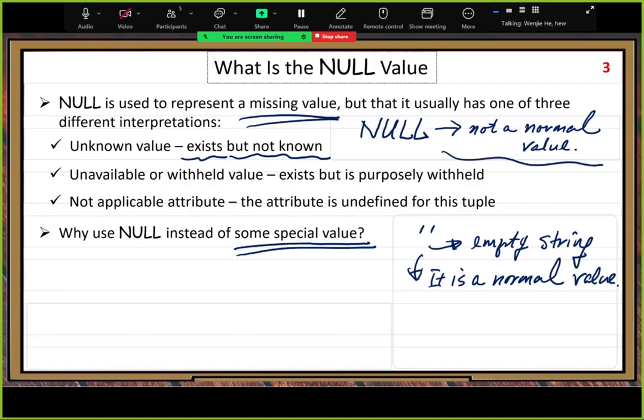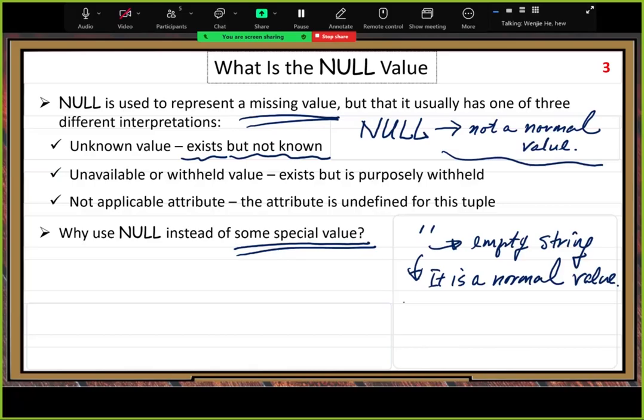So the DBMS will send you some mild warning sign. It's not a strong warning sign, okay? A weak, mild warning sign to make you aware of it. Because the behavior of a null value is different from other normal values. When you do a query, it's different. So the null value is treated differently from other normal values.